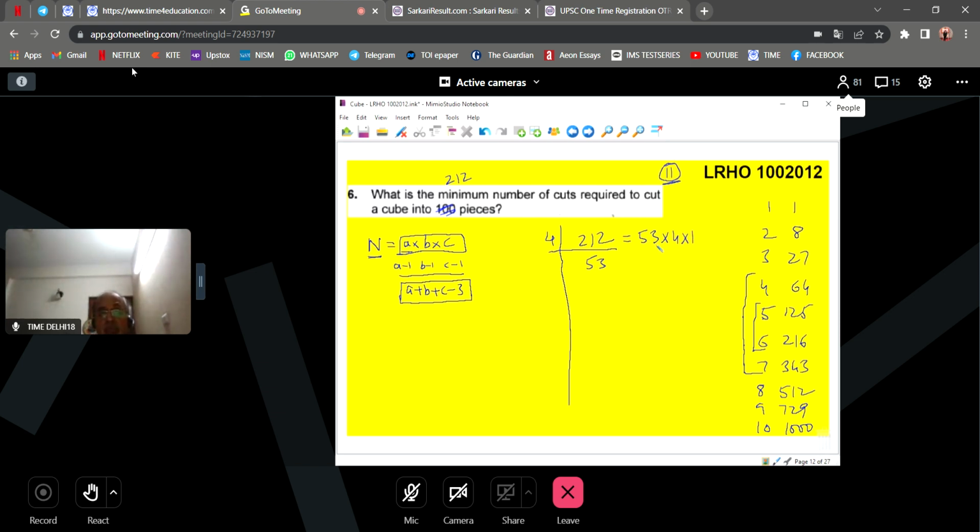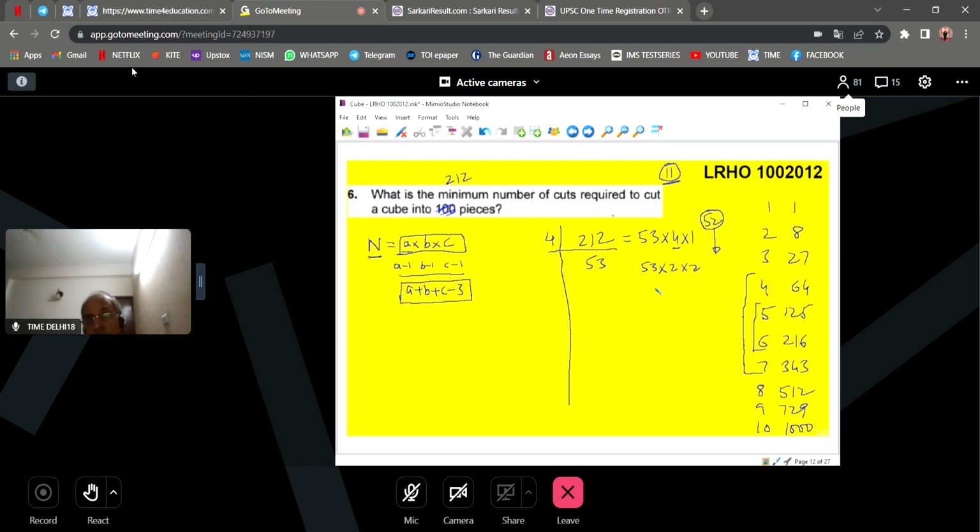Now I said that these three numbers should be closest to each other. What is the difference between the maximum and the minimum here? 53 minus 1, 52. Can I bring down this difference? Yes, I can. How? By splitting 4 into two numbers. What are those two numbers? 2 into 2. So can I write this as 53 into 2 into 2? This also gives me the same number, 212.